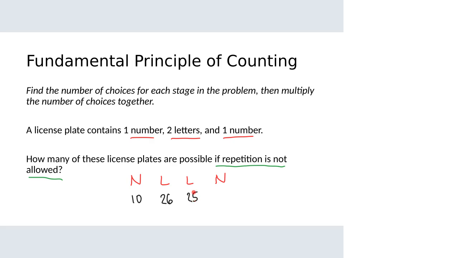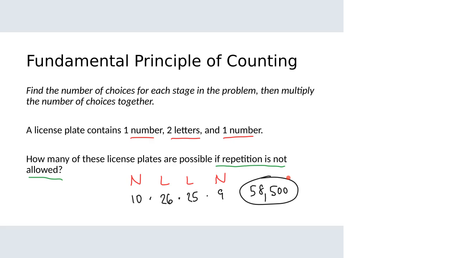Using that same logic, how many numbers are possible for this space right here? I don't have all 10 anymore. I have 9. Excellent, Ashley. Very good. Now I've found the number of choices for each space. We'll multiply those together. We'll have 10 times 26 times 25 times 9, 58,500. So using this configuration, I have 58,500 license plates that I could create.